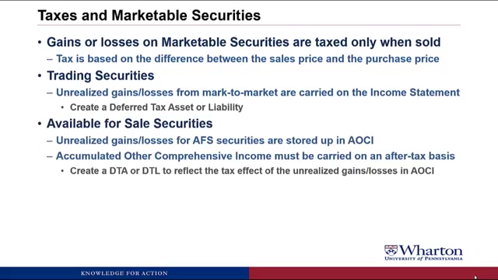For available for sale securities, it's a little bit more complicated even than that. So we also had to mark the marketable securities to market value. We had unrealized gains and losses. These were stored up in accumulated other comprehensive income. But remember, accumulated other comprehensive income has to be carried after tax. It's like retained earnings that has to reflect an after-tax number. So what we're going to have to do is create a deferred tax asset or liability to reflect the tax effect of the unrealized gains or losses that we put into AOCI.